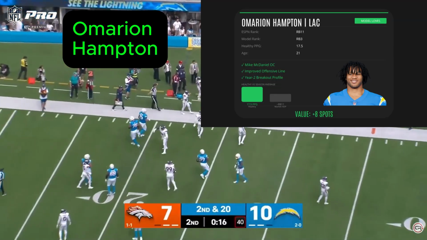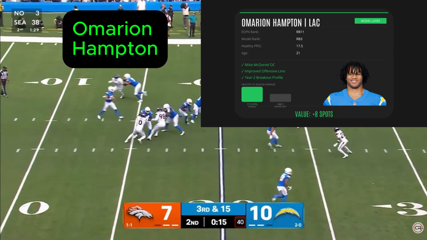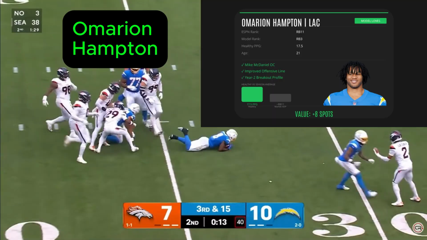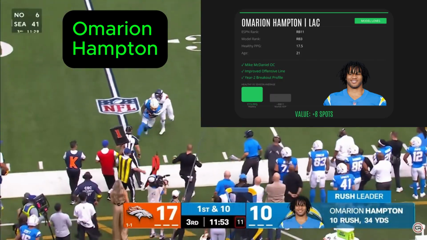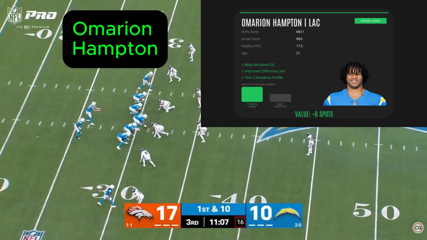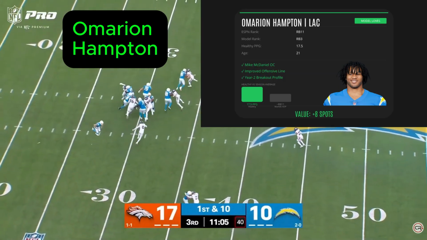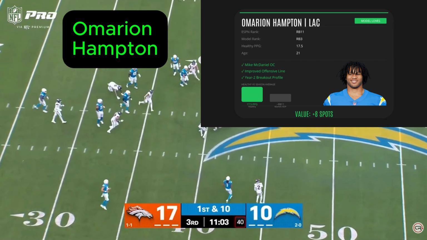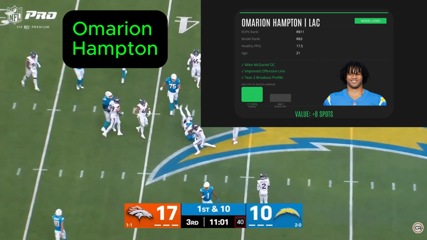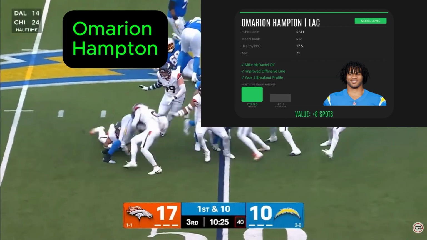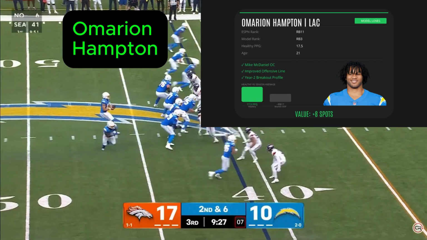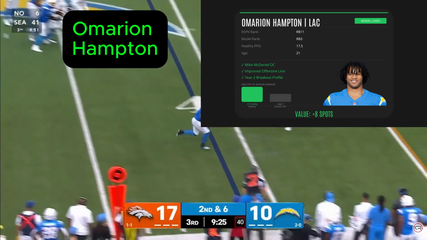The Chargers also upgraded the offensive line this offseason. Tyler Biadasz, Cole Strange, and Jake Slaughter are coming in at the interior offensive line, with Joe Alt and Rashawn Slater coming back from injury. This is a complete overhaul of the offensive line, where I could easily see this being a top 10 unit if they stay healthy. Hampton is 21 years old and in his second year in the league, historically the common breakout year for running backs. The per-game talent is there, the scheme is there, the age is there.